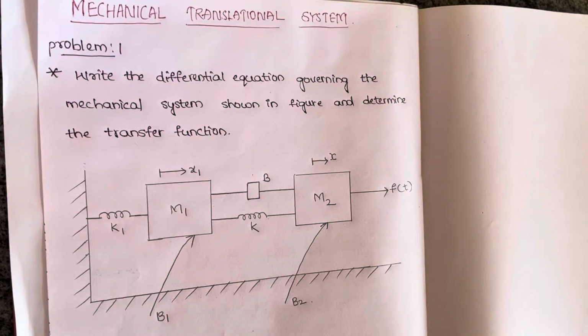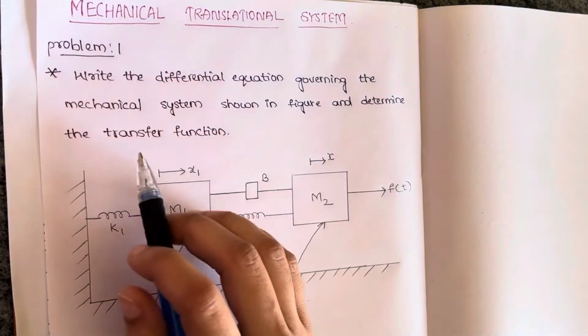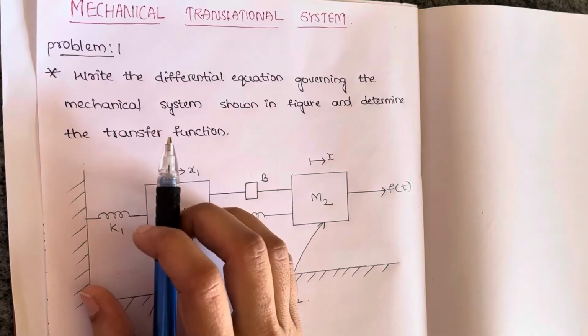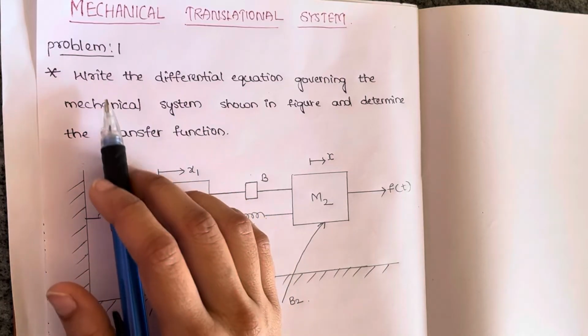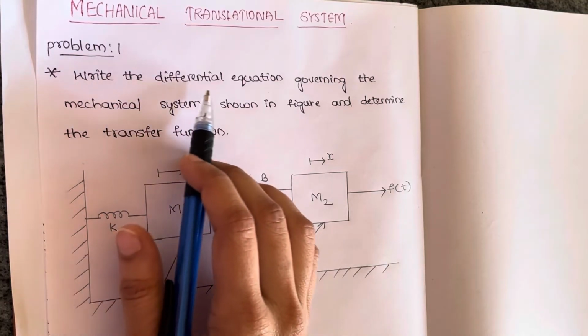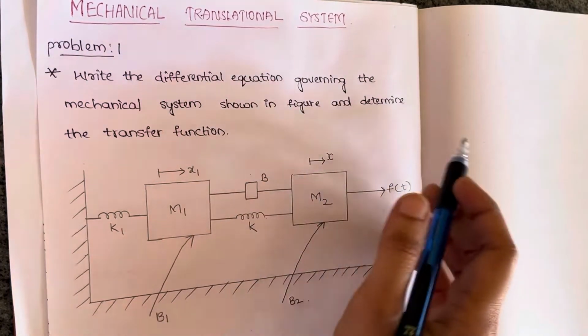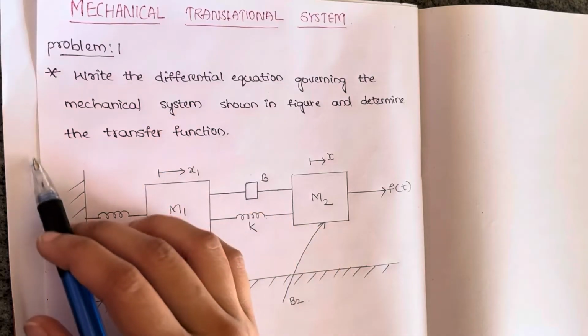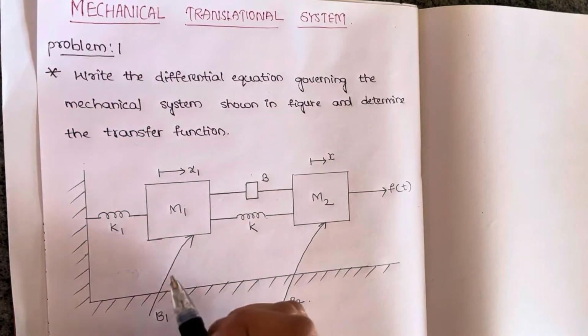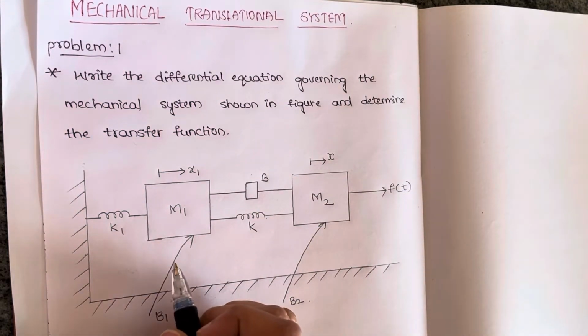Hello friends, today we are going to learn about mechanical translational system in control systems. It is the most important topic in our control systems subject. This is the problem given for us in mechanical translational system. They are asking us to write the differential equation governing the mechanical system shown in the figure and determine the transfer function. This is the given block diagram. From this we have to find the transfer function.